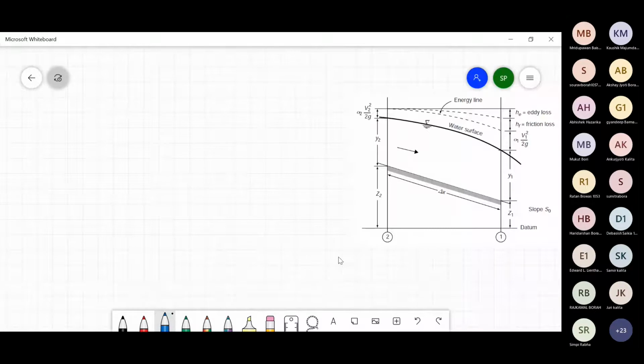Another limitation is that the direct step method can be applied in prismatic channels only. So today we will discuss a slightly advanced version of the direct step method, that is the standard step method.